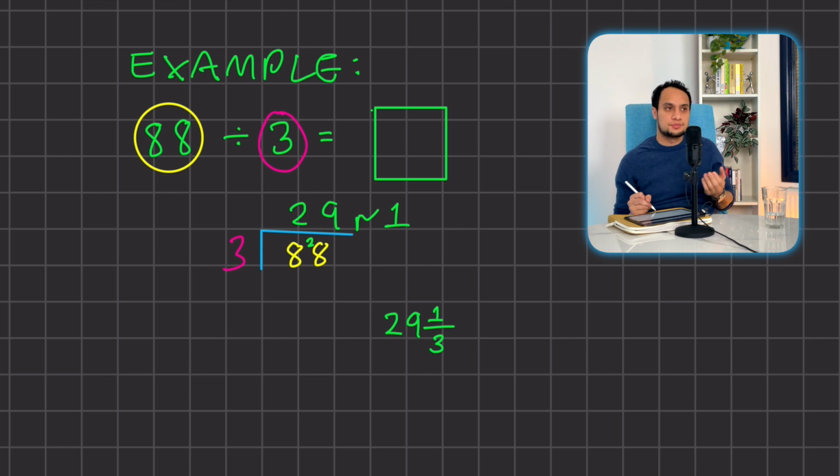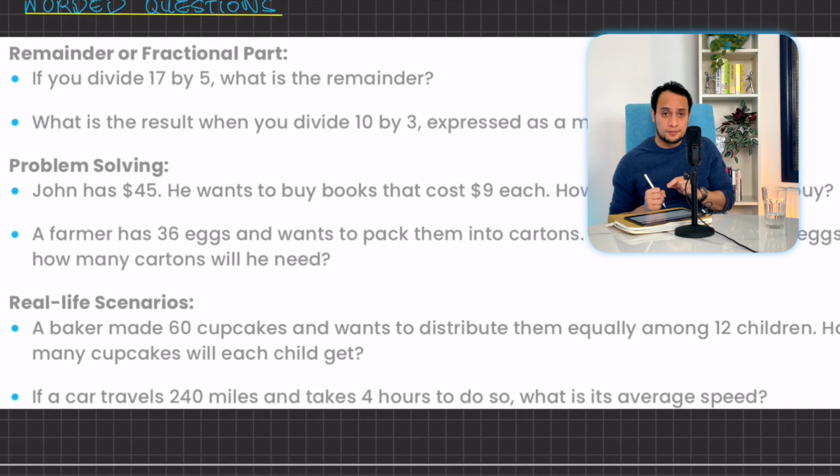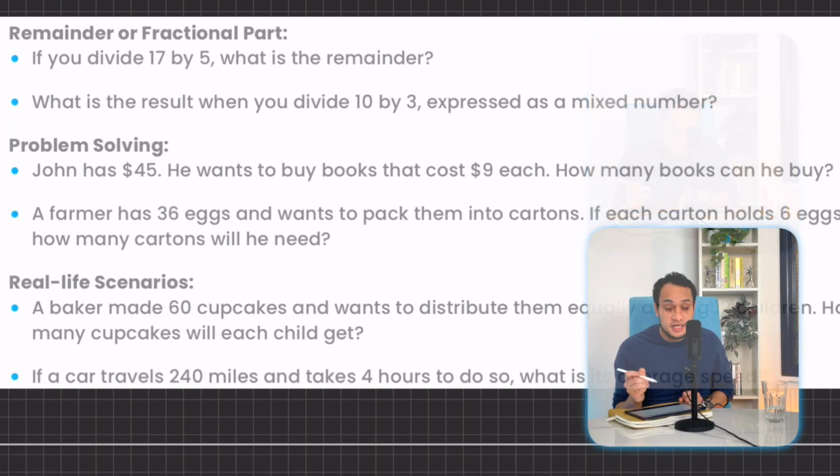Now let's put this into action with some worded problems. So this is taken from the blog on division, which we'll link below. Division problems can be divided into different categories or subcategories of problems. You've got ones where you've got to work out a remainder. So let's do some of these. With these two problems, we're going to find out the remainder or fractional part.